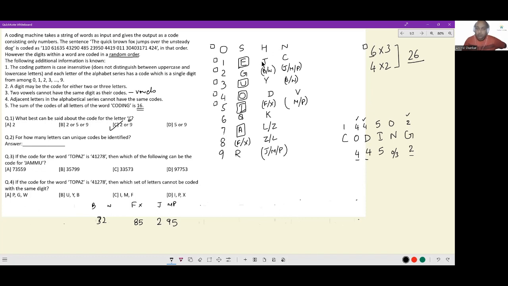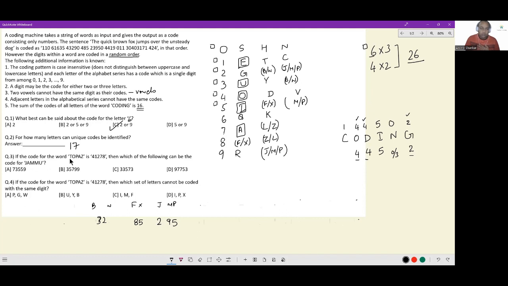Next, for how many letters can unique codes be identified? 1, 2, 3, up to 17. There are 17 letters for which unique codes can be identified. You could also have done it in reverse. B and W are 2, J, M and P are 5, F and X are 7. FX and LZ or ZL. For these 9 letters, unique code cannot be identified. So for how many letters can unique code be identified? It has to be 17.